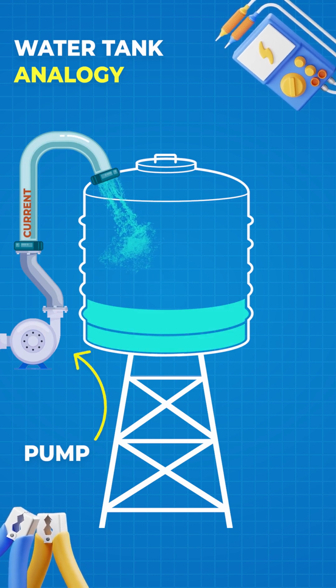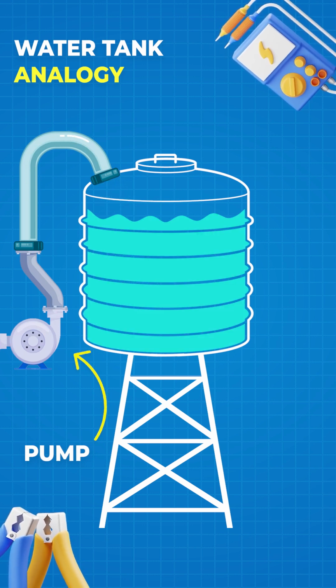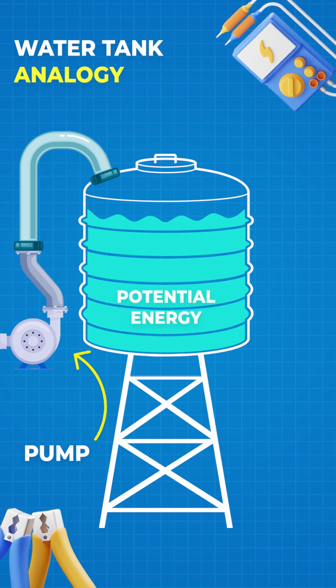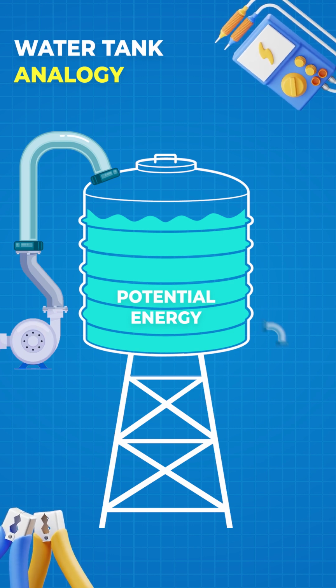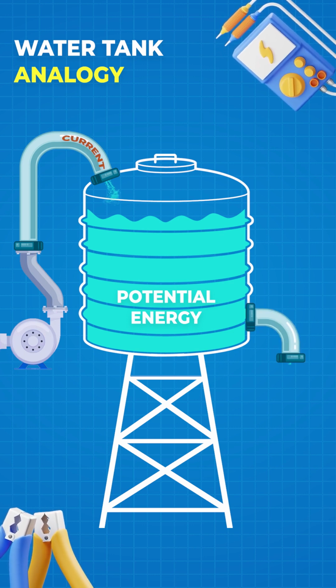To explain it in the simplest way possible, just think of a water tank with a pump that pumps water up to an elevated tank. The elevated tank has a lot of potential energy that can do work, but it has not yet released this energy. To release the energy, we can connect another pipe to the tank to produce a flow of water, which we can call the current.